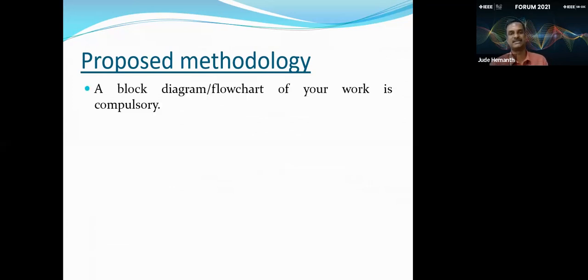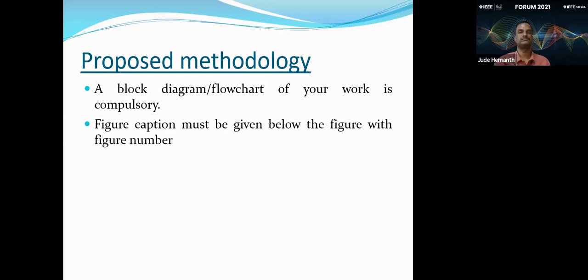And in that, you should have a block diagram or a flow chart compulsorily. If you do not have anything of that sort, you must draw on your own. When I look at this block diagram or flow chart, I must understand the way in which your methodology is going right from the input till the output. You will know this figure caption must be given below the figure with the figure number. That figure number should be cited within the text.